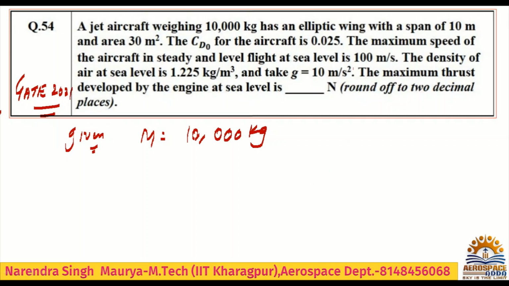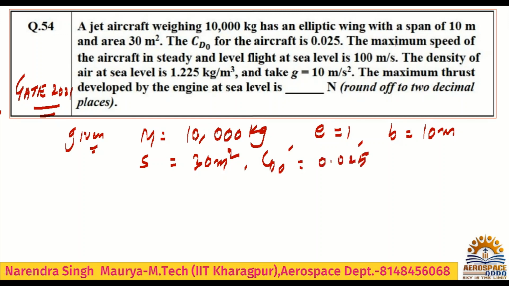Has an elliptical wing with span. Elliptical wing means Oswald efficiency will be 1. This is the given data here. Has an elliptical wing with a span of 10 meters, span of 10 meters is given, and area is given as how much? 30 meter square. The CD naught for the aircraft is given as how much?